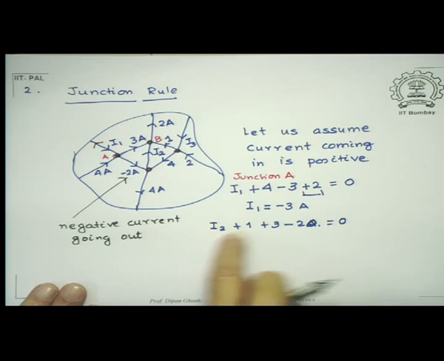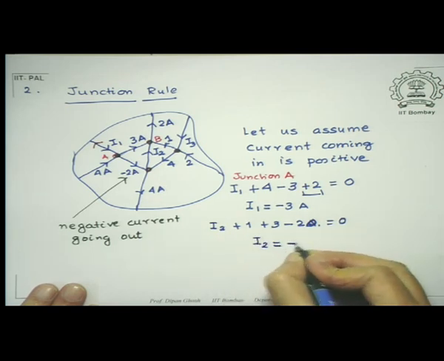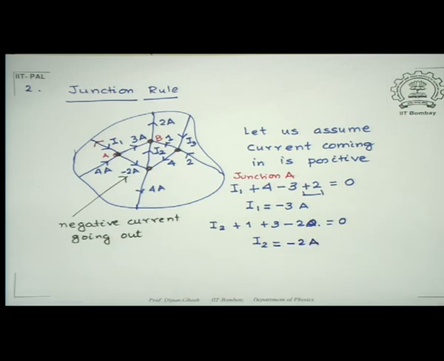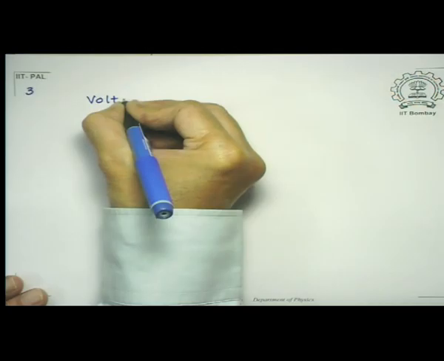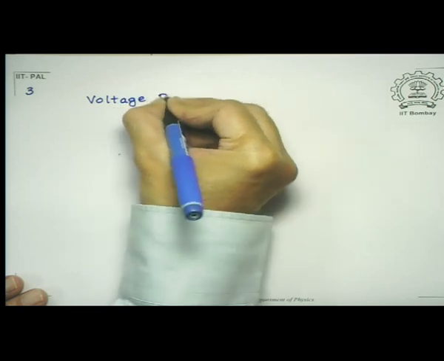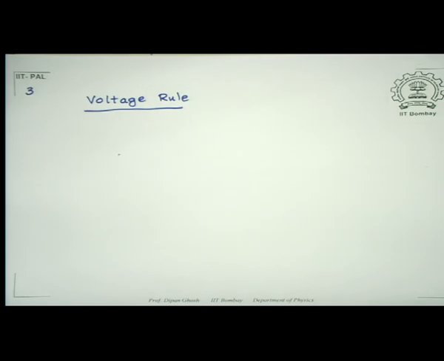So I2 plus 2 is equal to 0. So I2 is equal to minus 2 amperes. So once again, the minus sign simply indicates that the direction, as we have assumed in our example, should have been actually opposite, but that doesn't matter because I have got the right sign there. So let me look at now the voltage rule. Actually, junction rule is very easy to implement.